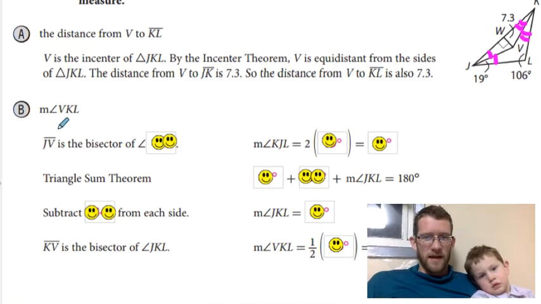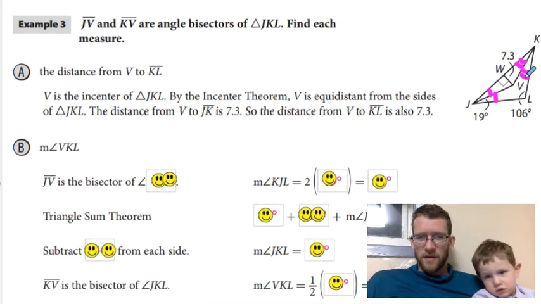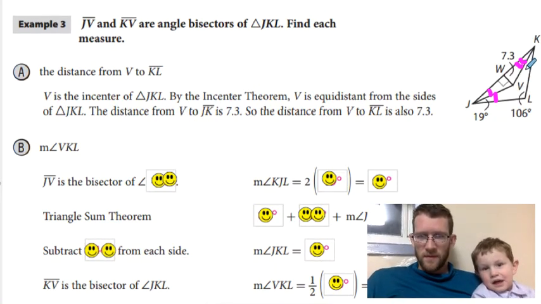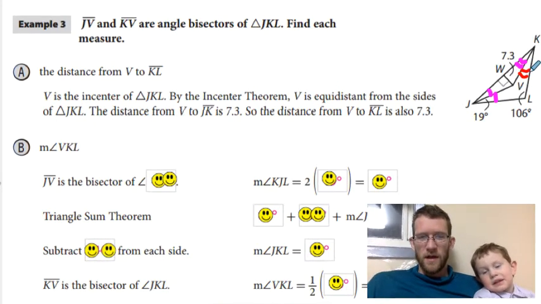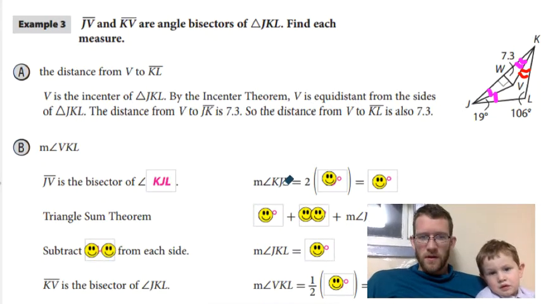But if we need to calculate angle VKL, we need to calculate this one here. I'll do it in a different color. Red? Okay. We need to calculate this red angle here. Do we know any of the other angles? Well, we know this is 106. We know this one's 19. So we should be able to calculate this other pink one right here, right? That's also 19. So angle WJL is simply 19 plus 19, or 19 times 2.